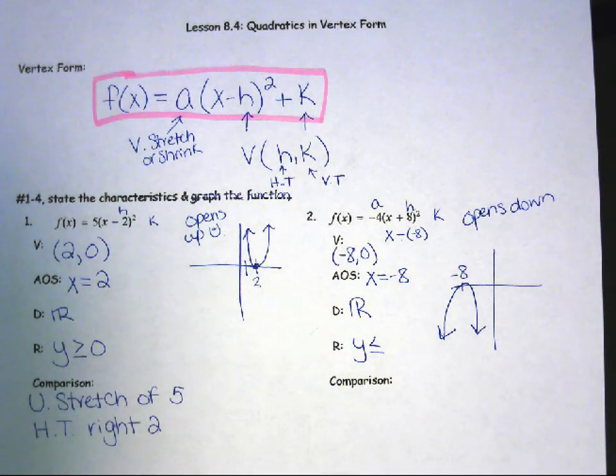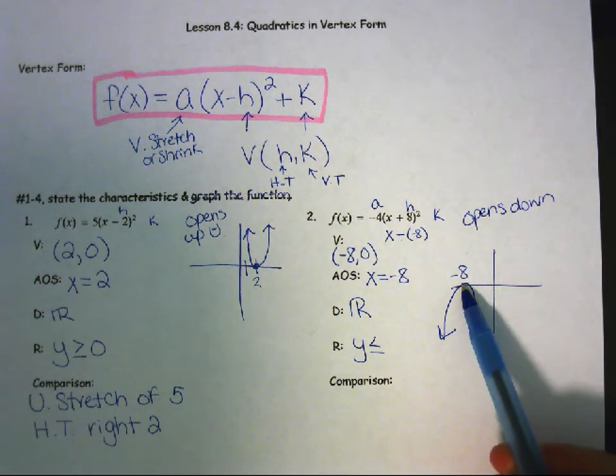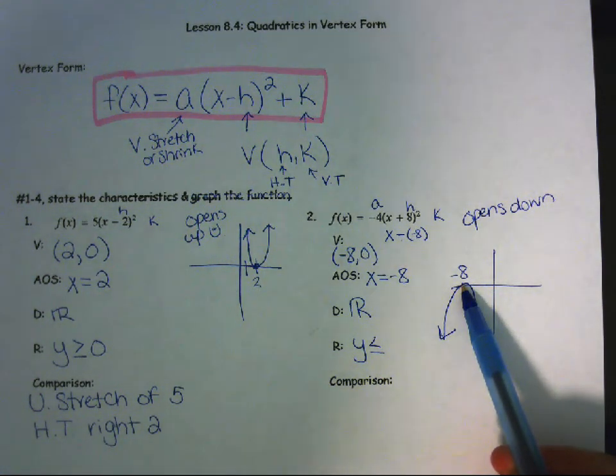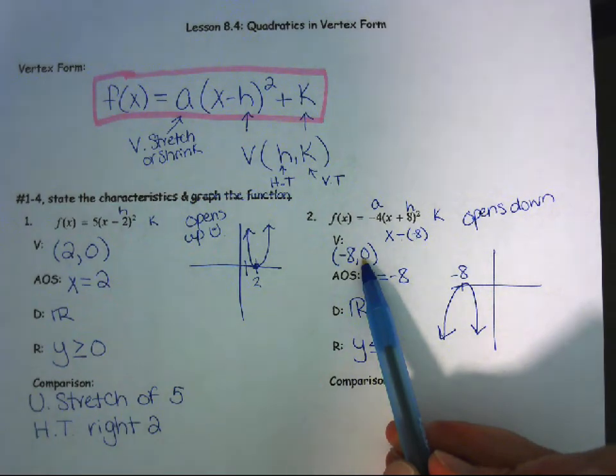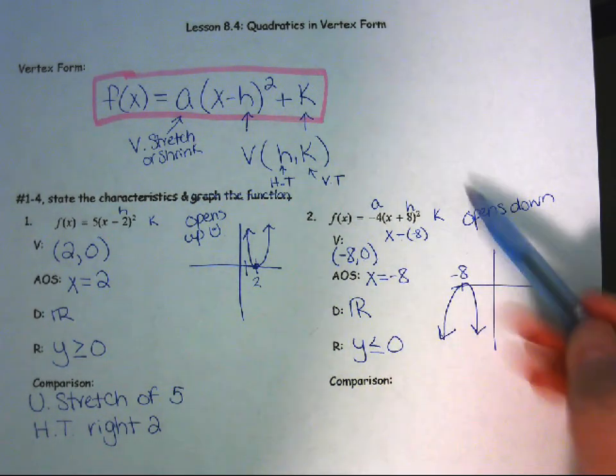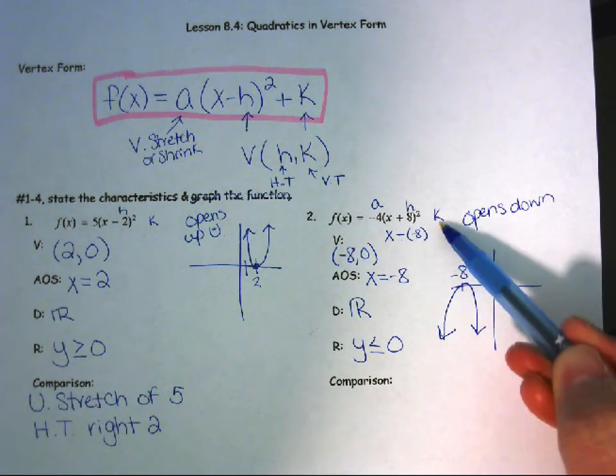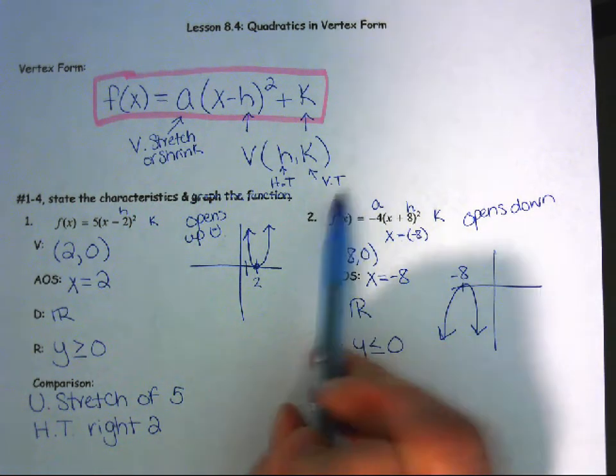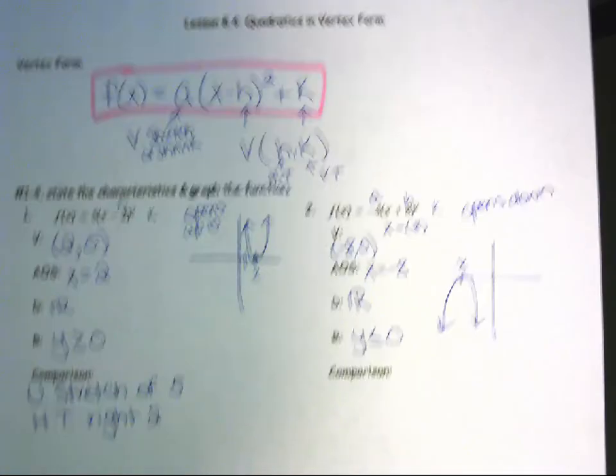But be careful that your eyes don't grab this negative 8. That's the x coordinate. We want the y coordinate. So we didn't move up or down. Remember, that's the K part. Okay, so that's from the K. That's the vertical piece. So let's do our comparison.